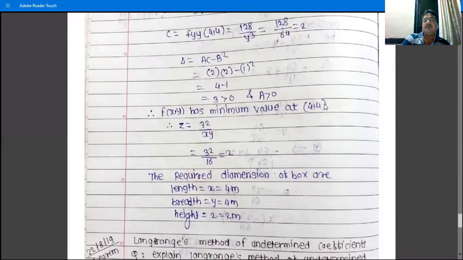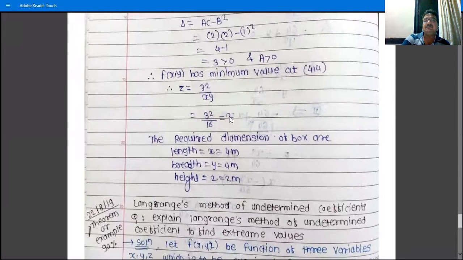That is, x is 4, y is 4. Then find z as 32 by x into y. So 32 by 16, that is, z is 2. So if we take x as 4, y as 4, and z as 2 as the dimensions, that is length, breadth, and height, then the surface area becomes a minimum.